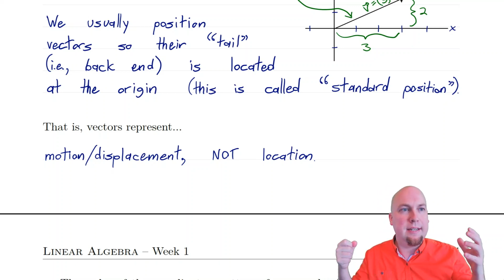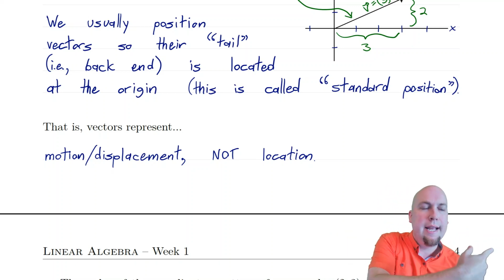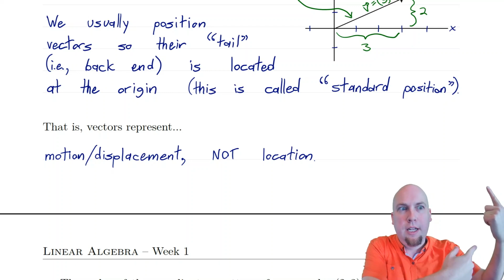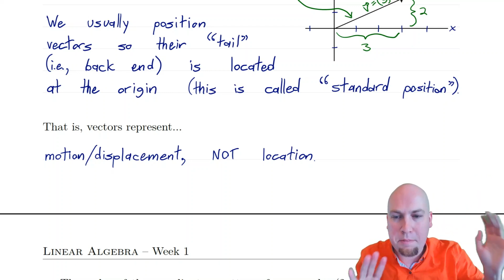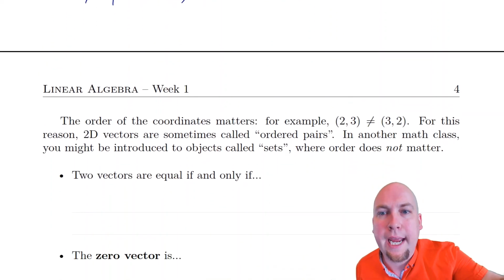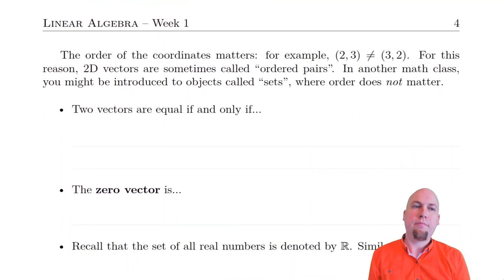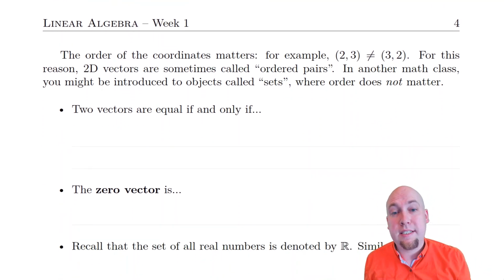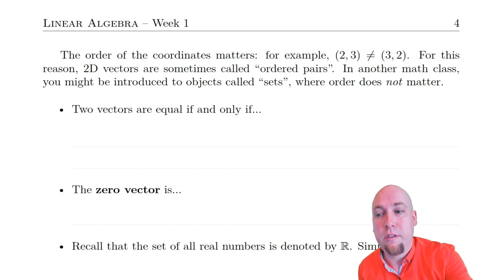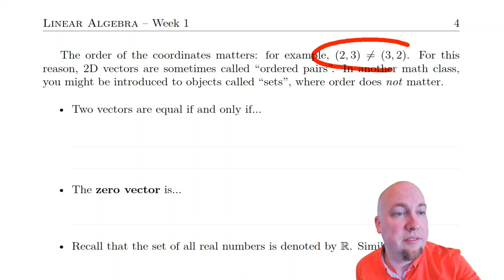They represent how far you're going in one direction and how far you're going in another direction, but not where you are. Okay, so they represent motion or displacement, but not location in space. The order of coordinates matters in vectors. So the vector 2, 3 is not the same as the vector 3, 2, for example.